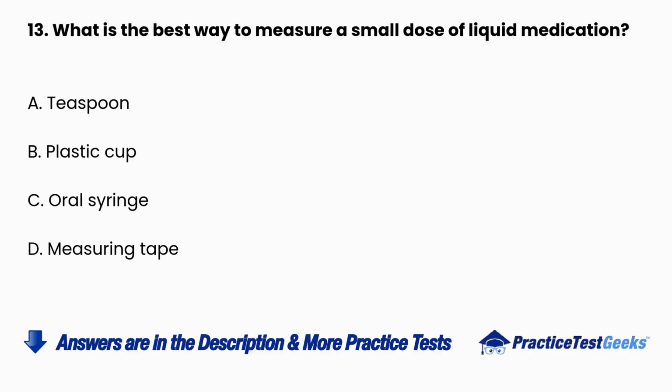13. What is the best way to measure a small dose of liquid medication? A. Teaspoon. B. Plastic cup. C. Oral syringe. D. Measuring tape.